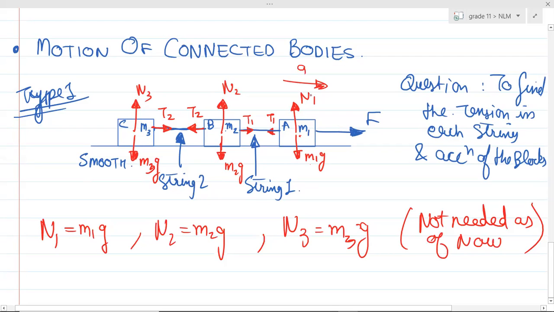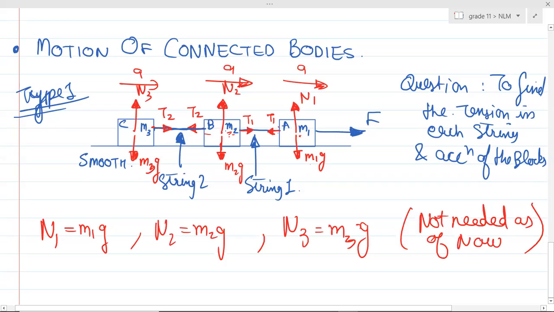So now see guys over here, if I say this block A is moving with an acceleration A in the direction of the force, what will be the acceleration of this block? If this string is inextensible, then does this block also have to move with the same acceleration? Yes or no? If both the blocks move in the same direction with the same acceleration, then only the length of the string will remain constant, right? Yes or no? Yes, sir. Similarly, the same concept will be applied on this as well.